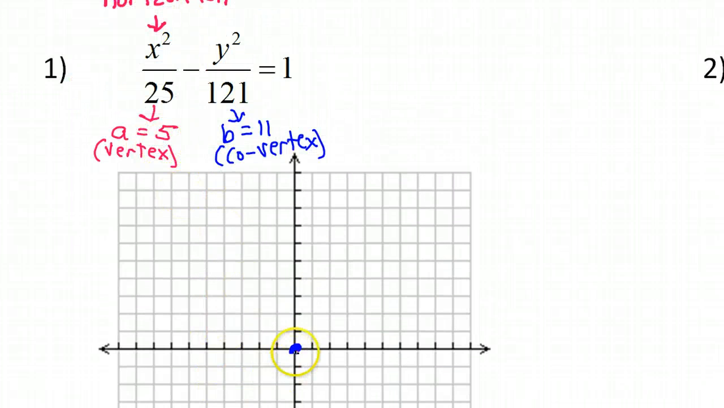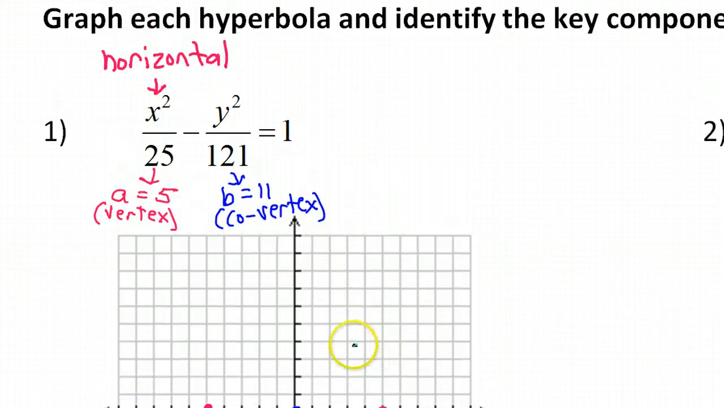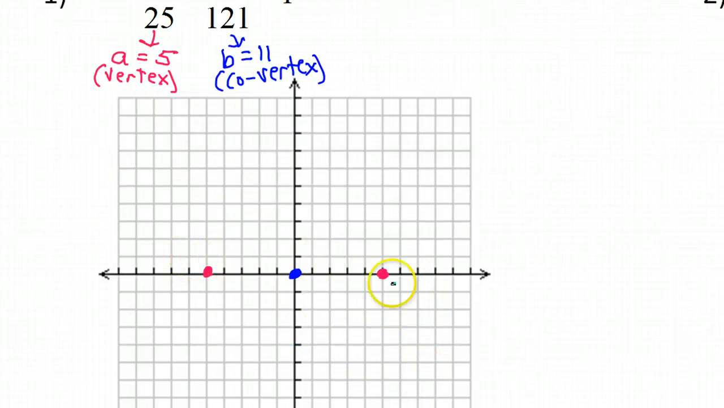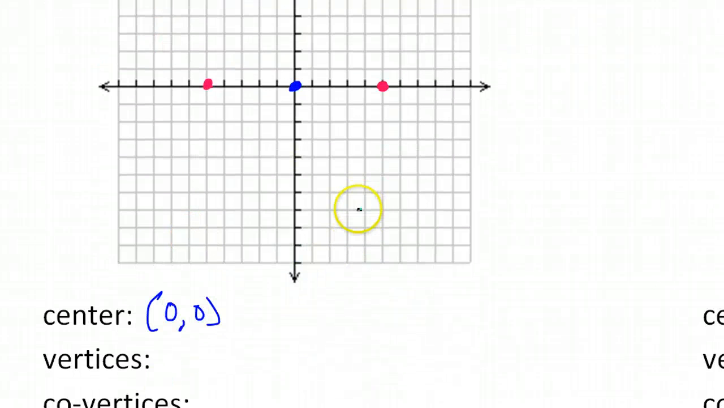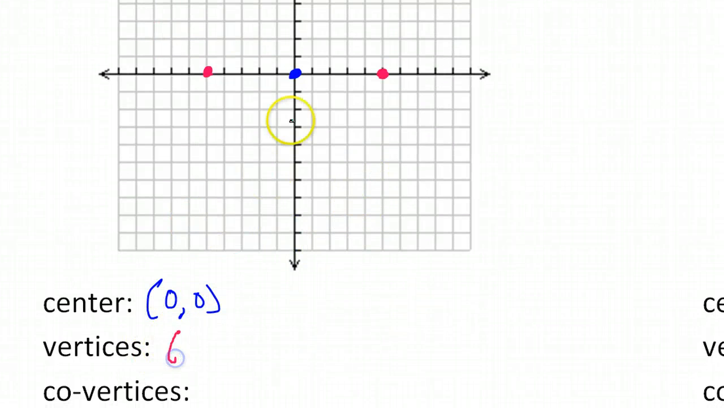I'm going to go left 5 and right 5 from the center. 1, 2, 3, 4, 5. Vertex. 1, 2, 3, 4, 5. Another vertex. And again, I knew I would go left and right because it's with the x values, and the x values go left and right. Okay, so those vertices are -5, 0 and 5, 0.